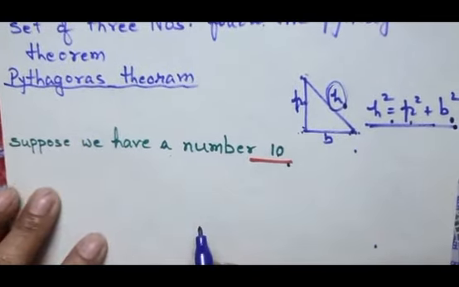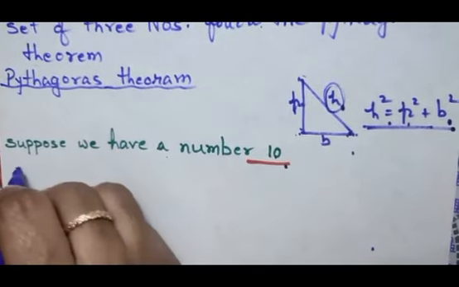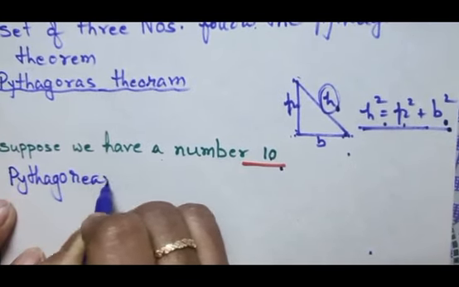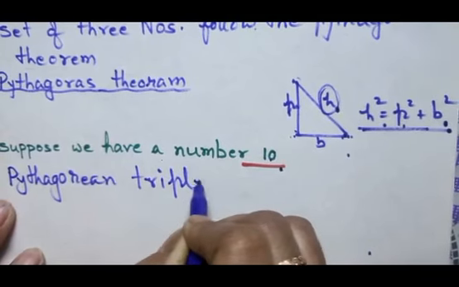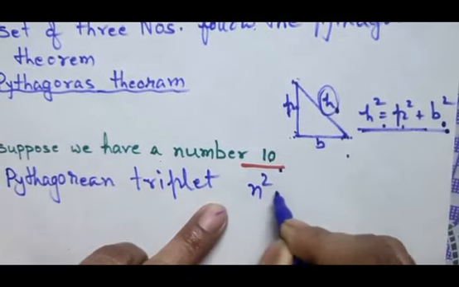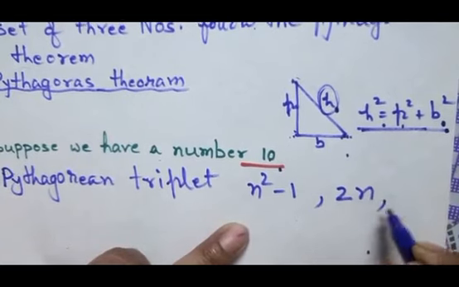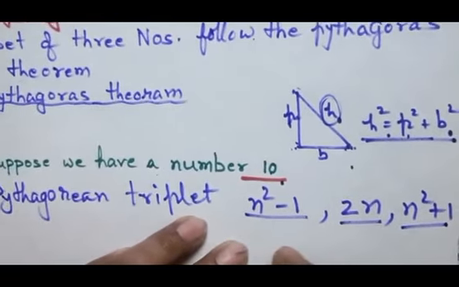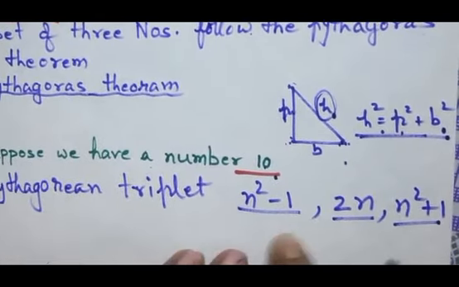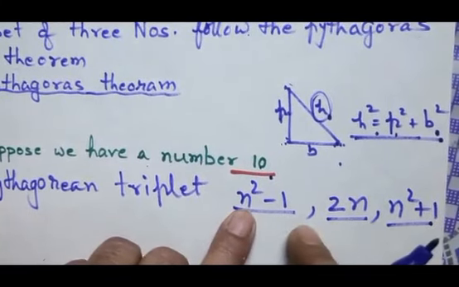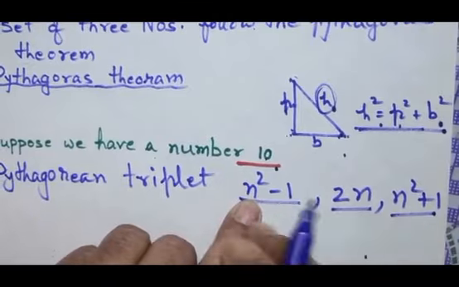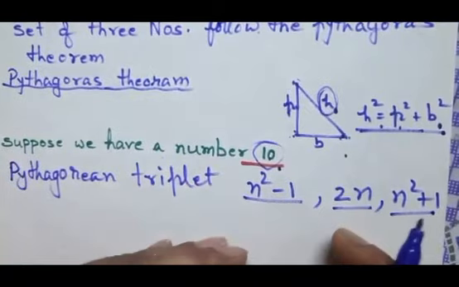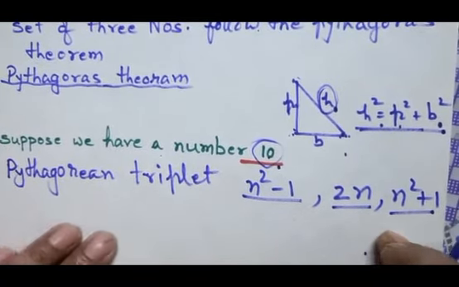Just see how. Pythagorean triplets are given by the terms n square minus 1, 2n and n square plus 1. These three terms can be expressed as a Pythagorean triplet, where we have to know what n is. With this example, we will find out what n is. Then we will find the Pythagorean triplet.